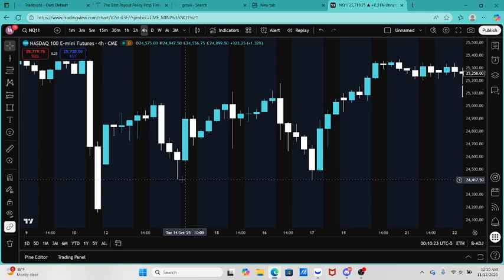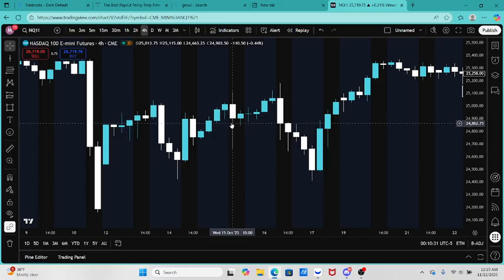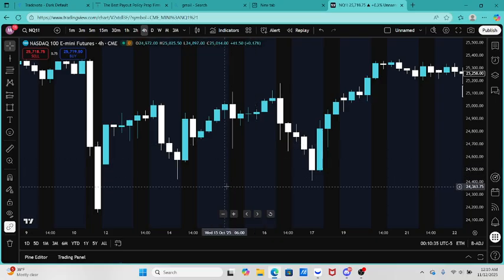Now on the swing low, it's the opposite. So the candles to the left and the right would be higher. Swing low right here, candle to the left and the right is higher. Does that make sense?